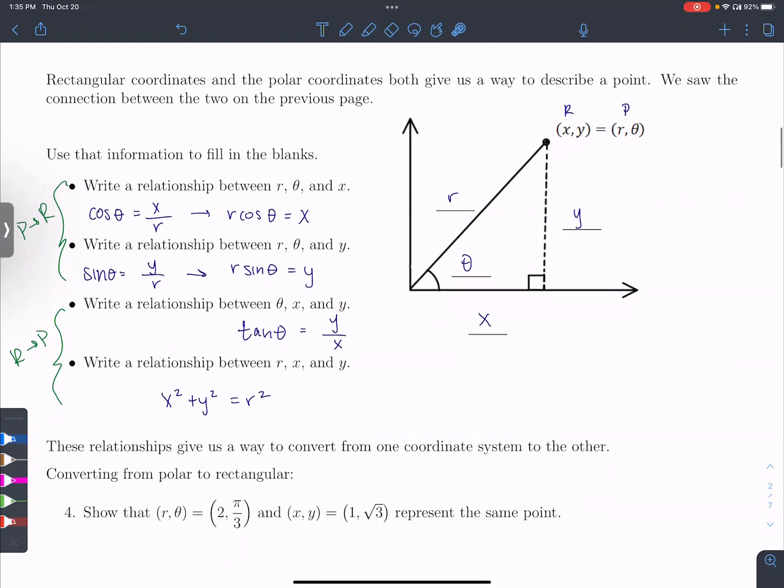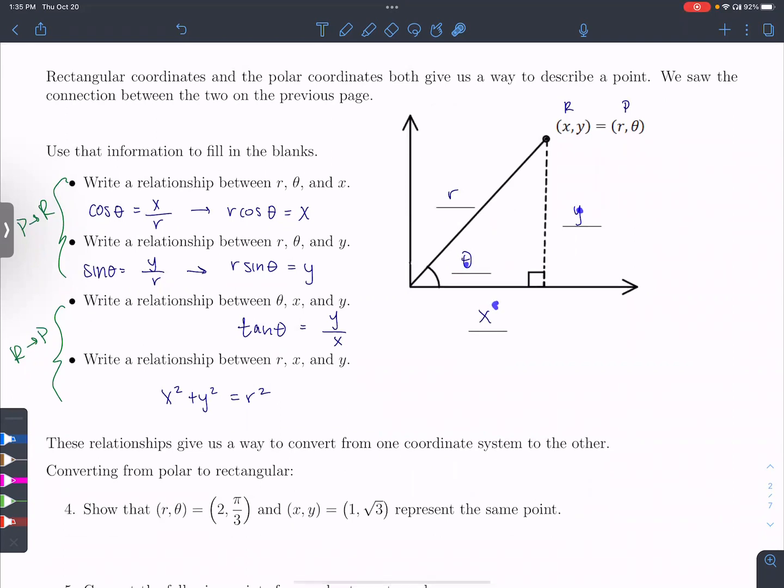Now, for something relating theta, x, and y, you're looking at tangent. Tangent of theta is opposite over adjacent, so tangent of theta is y over x. And lastly, the Pythagorean theorem: the two legs squared and added together is the hypotenuse squared. So x squared plus y squared equals r squared.